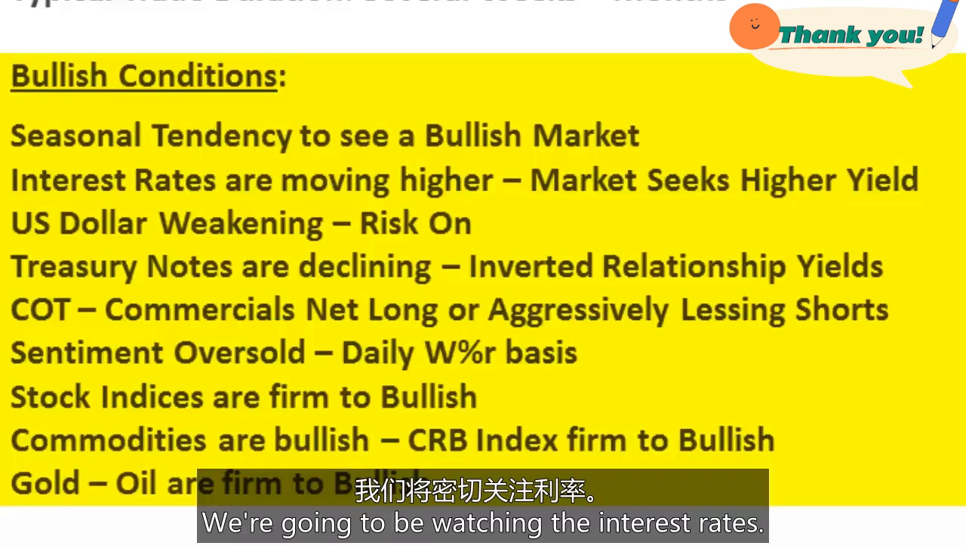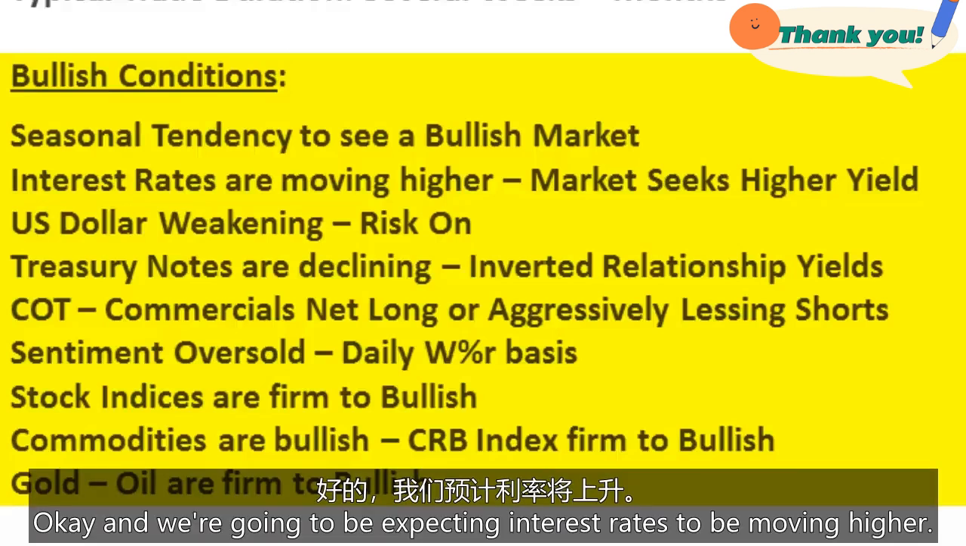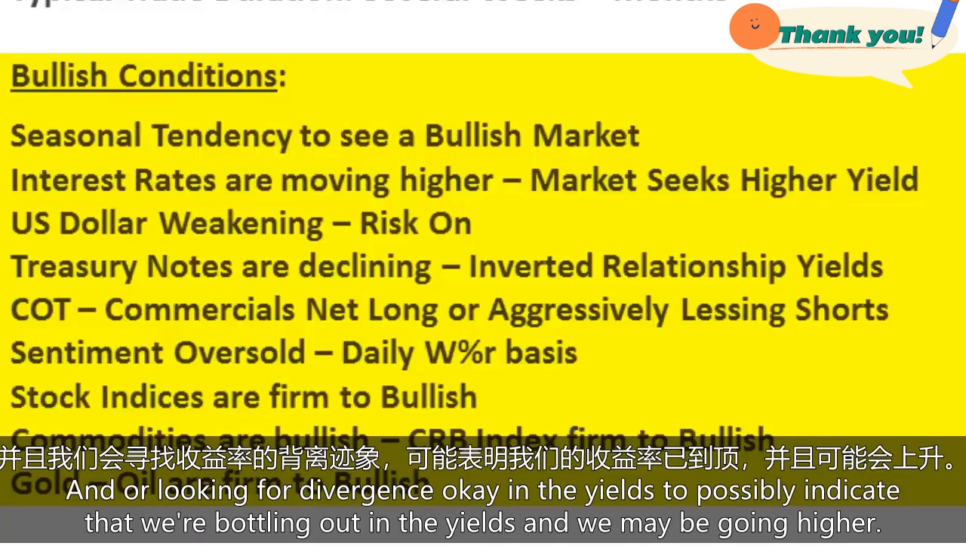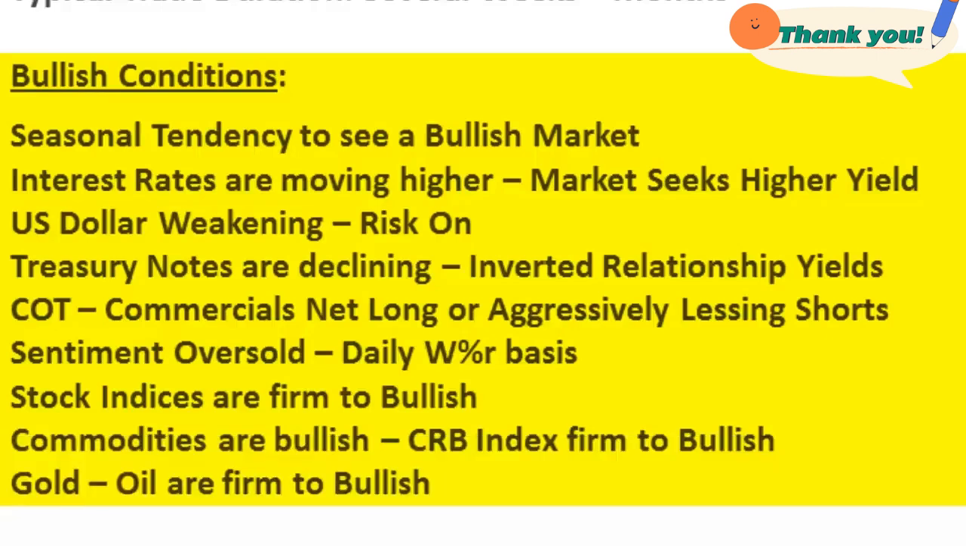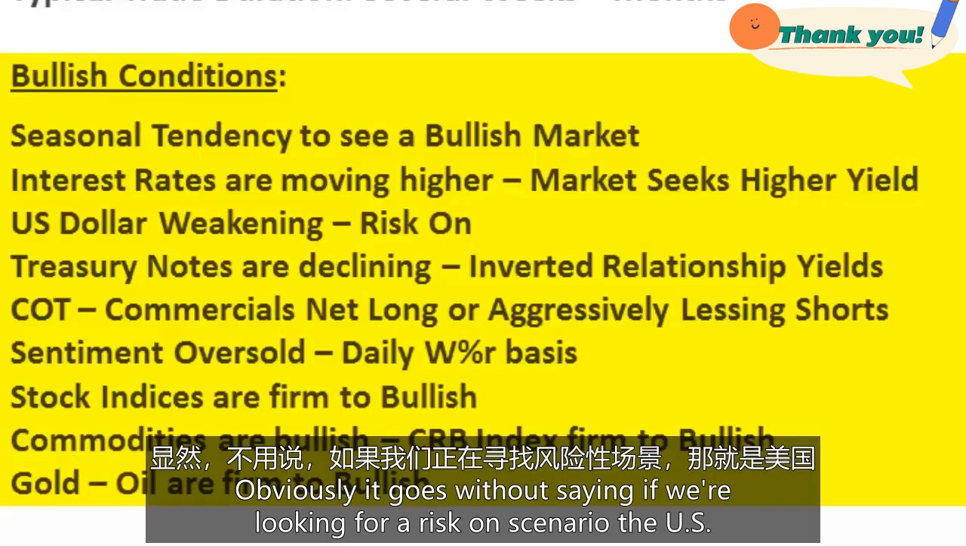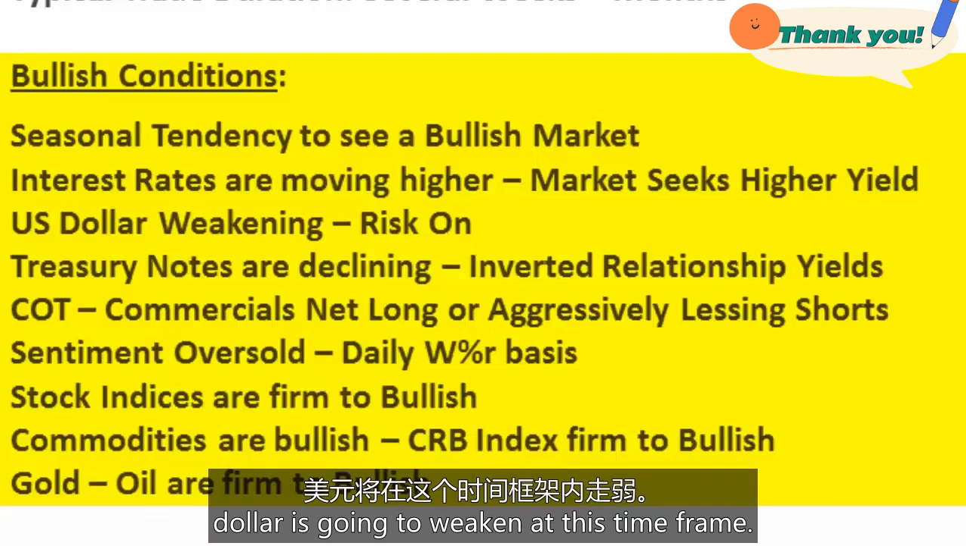We're going to be watching the interest rates, and we want to be expecting interest rates to be moving higher and/or looking for divergence in the yields to possibly indicate that we're bottoming out in the yields and may be going higher. Because markets basically seek higher yields, that is going to create the risk on effect that we're looking for in a bullish condition. It goes without saying, if we're looking for a risk on scenario, the US dollar is going to weaken at this time frame.